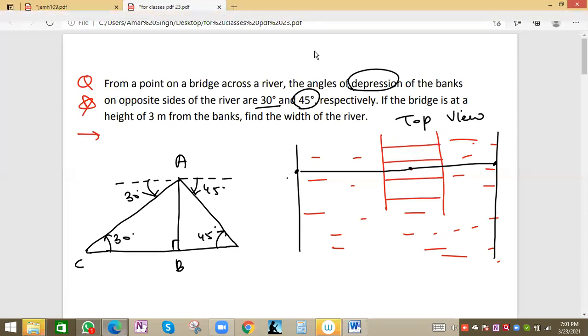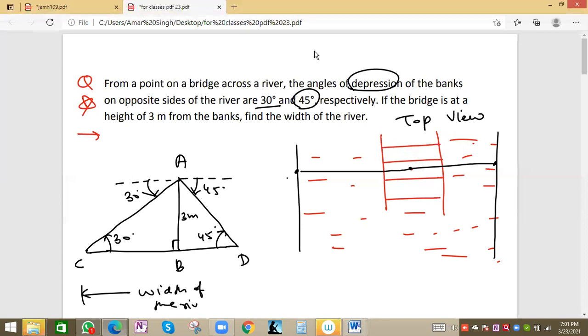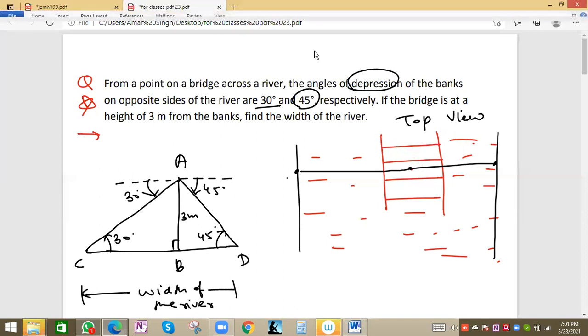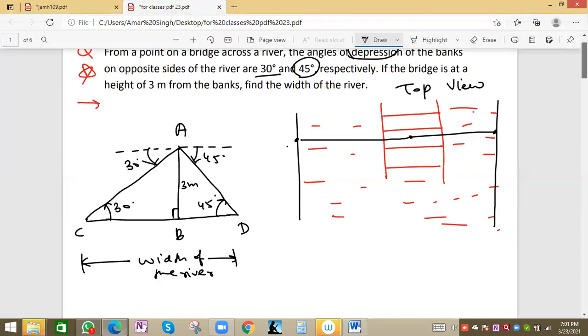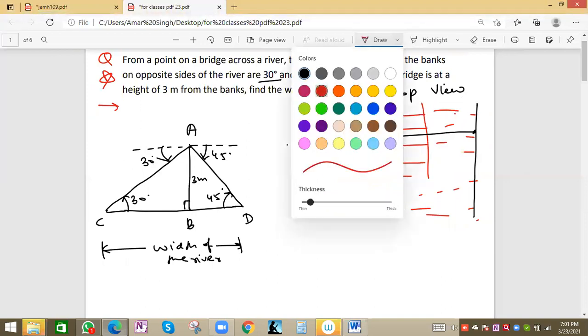AB will be the height of the bridge, that is 3 meters, and we have to find the width of the river. Let this point be D. This will be the width of the river, and from one point we are observing the edges. So C and D will be the edge points of the river. Two angles are coming, so we can take two triangles to find the values.